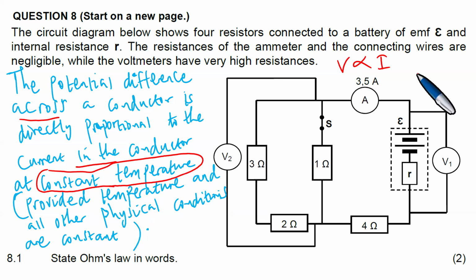But what about if there's a light bulb and this light bulb is getting hot? A light bulb is a resistor. It has very high resistance. That is why it glows when the current passes through. But we're saying the potential difference across a conductor is directly proportional to the current in the conductor. But these things are directly proportional at constant temperature.